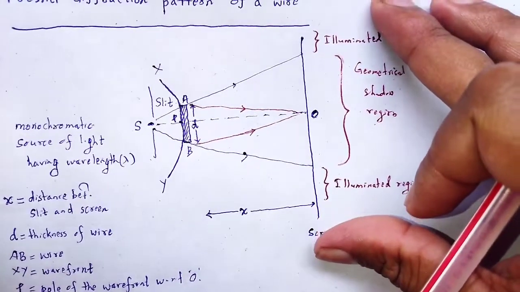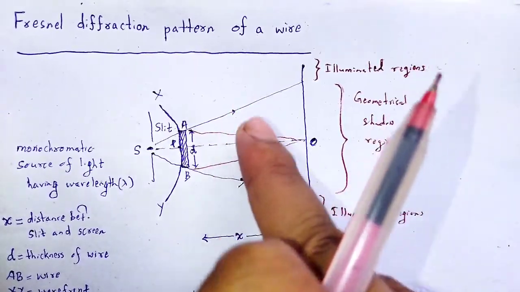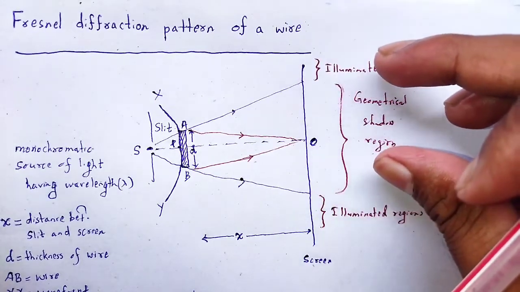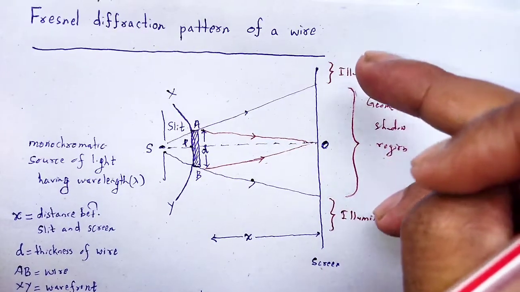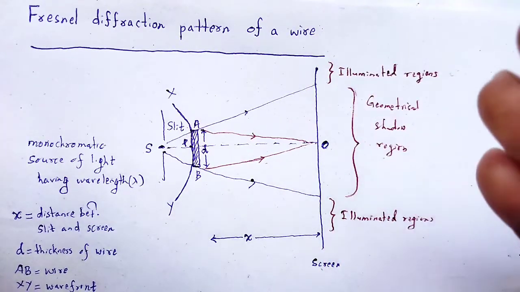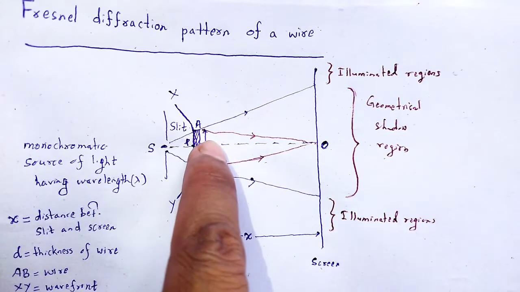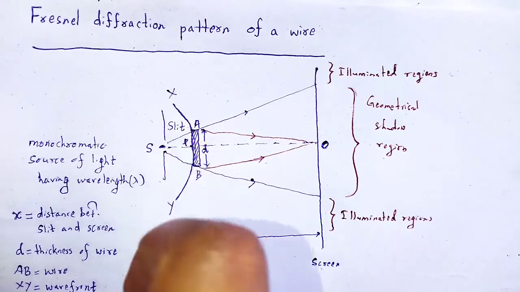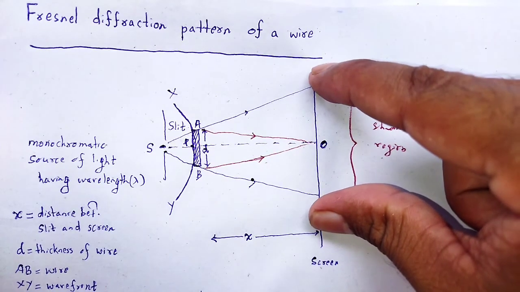Overall, we have the interference pattern inside the geometrical shadow region and the diffraction pattern in the illuminated regions. How do we explain these points? There are two kinds of wires, one is thin wire and another is thick wire. In case of thin wire, where d is small, we obtain the interference pattern inside the geometrical shadow region.